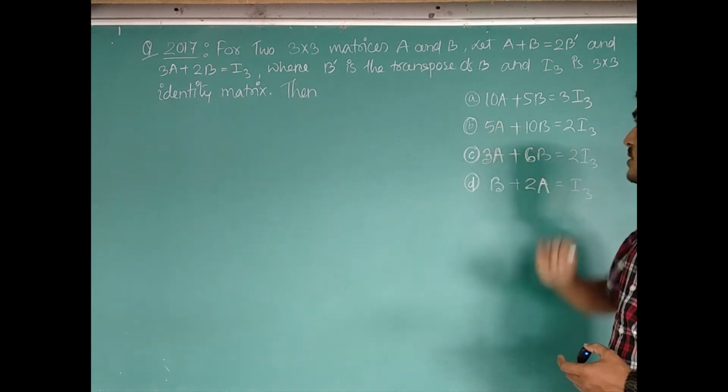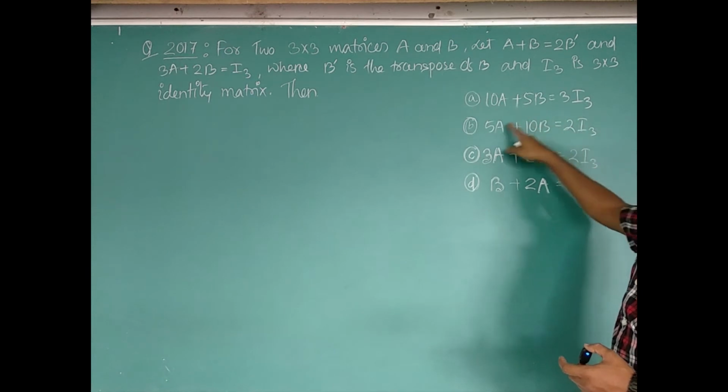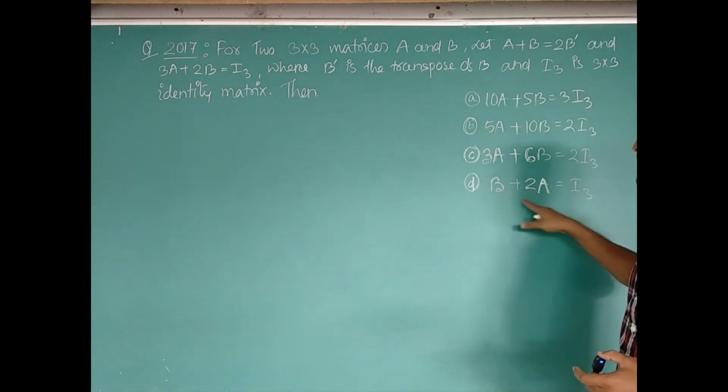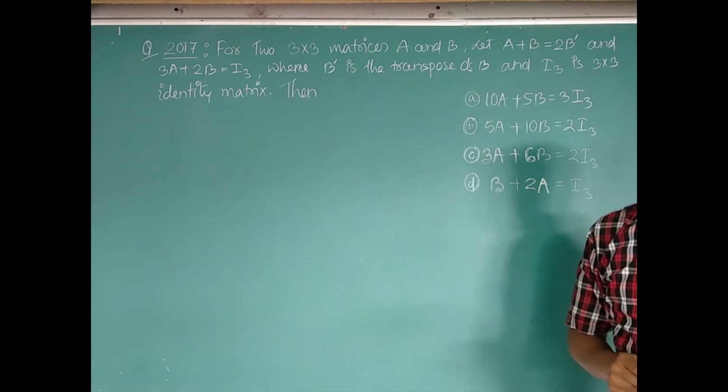Then you have to find out which option is correct. 10A plus 5B is equal to 3I3, 5A plus 10B is equal to 2I3, 3A plus 6B is equal to I3, and 2A plus B is equal to I3. We have to find the correct one.